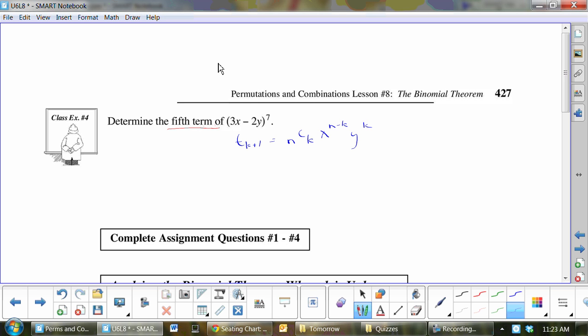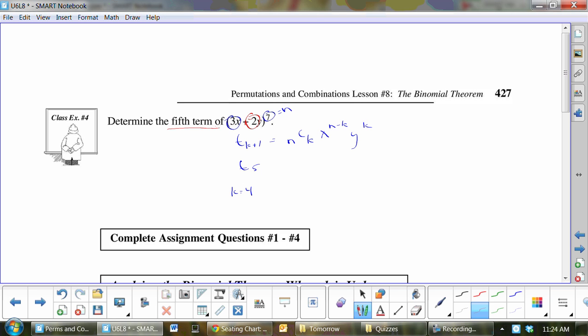So what can we fill in? Term. So we know we're looking for T5. So what have I already established? K is 4. What's n? 7. What's x? 3x, the first term. What is y? Very good, negative 2y. And that's something that you should always do: make this a plus sign. Always, always, always. So these are my two terms.